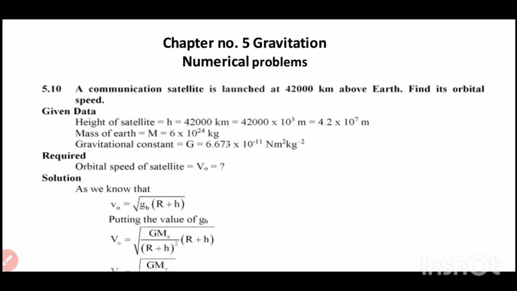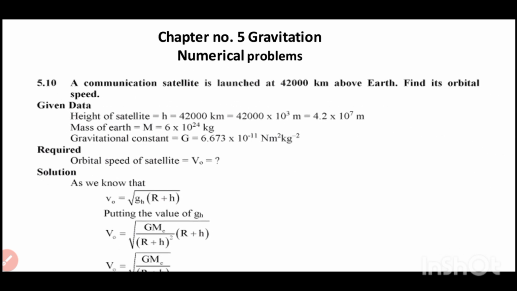Next, numerical 5.10. A communication satellite is launched at 42,000 km above Earth. Find its orbital speed. It's like 5.9. Height of satellite is h is equal to 42,000 km. After converting it into meters, we get 4.2 multiplied by 10 raised to power 7 meters. Mass of earth is equal to 6 multiplied by 10 raised to power 24 kilogram, and gravitational constant G is equal to 6.673 multiplied by 10 raised to power minus 11 Newton meter square per kilogram square. We need to calculate orbital velocity.